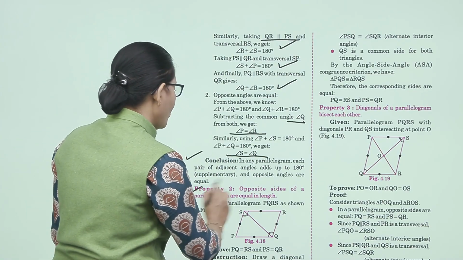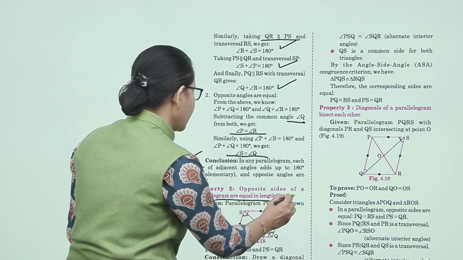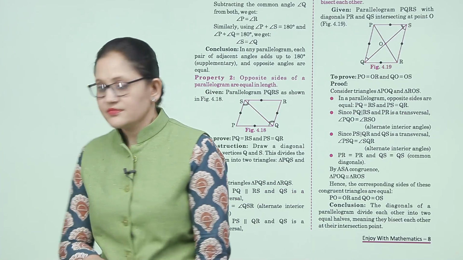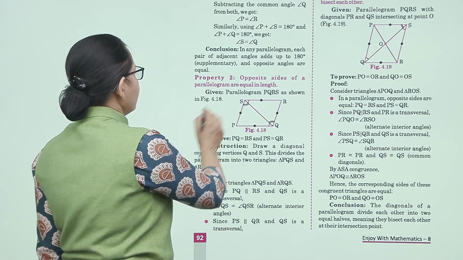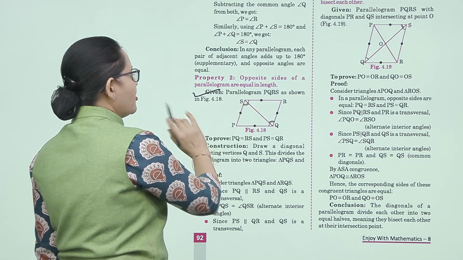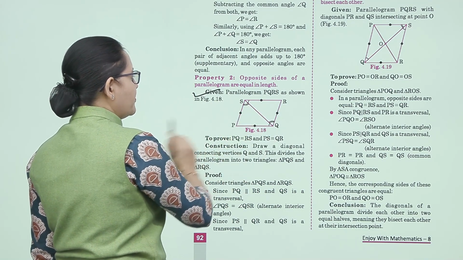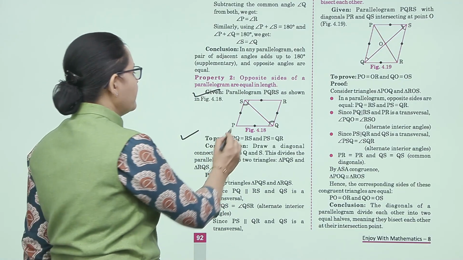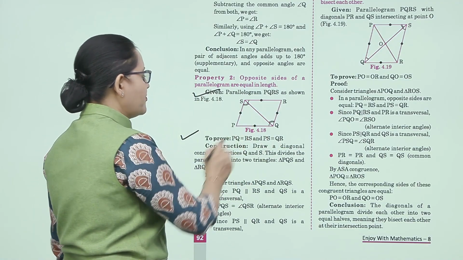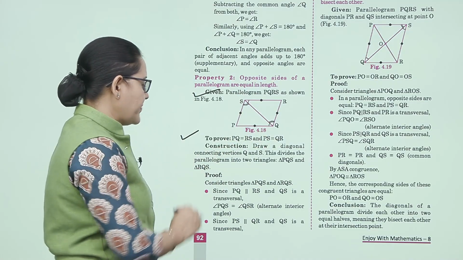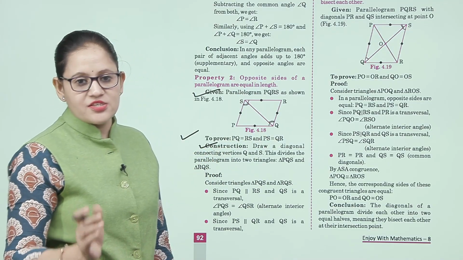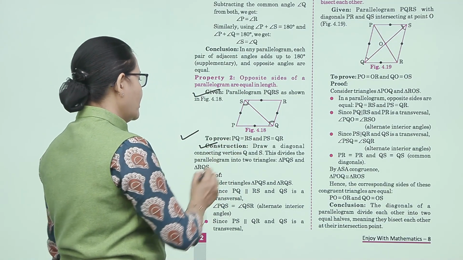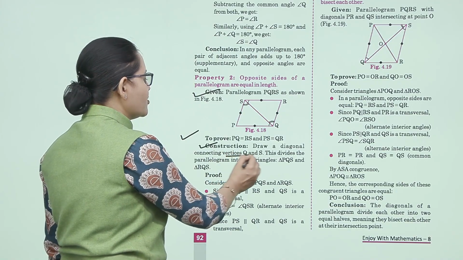Now property 2: opposite sides of a parallelogram are equal in length. What is given to us? The parallelogram PQRS. We have to prove that PQ equals RS and PS equals QR. Construction: draw the diagonal SQ, connecting the vertices Q and S.